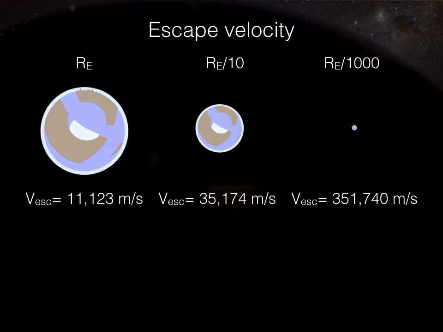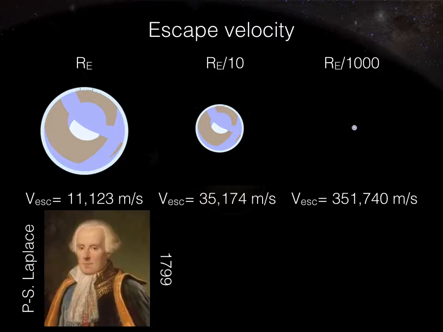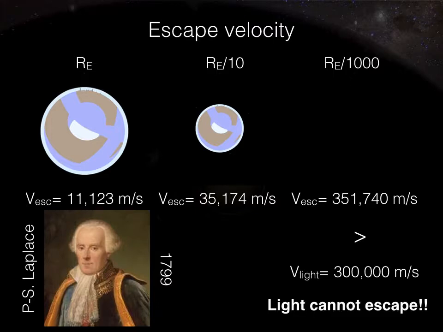And this is a big number that was pointed out by Pierre-Simon Laplace in 1799, where he figured that you can have such small planets that basically the escape velocity would be larger than the speed of light. And if that's the case, then that means that these particular celestial bodies would actually be invisible. They would not shine any light because light would not be able to escape.